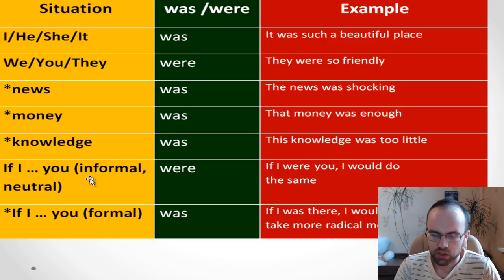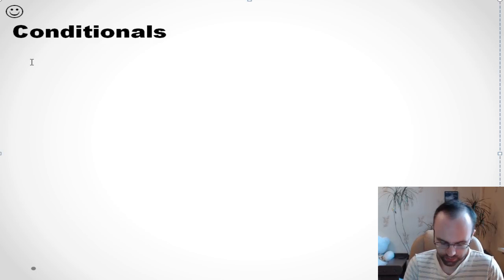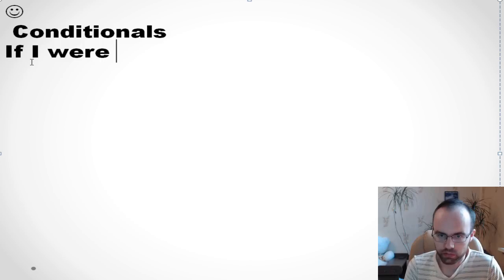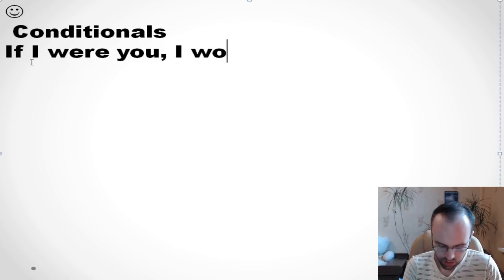For example, it depends on whether the style is formal, neutral, or informal. If the style is informal or neutral, we say were, and it doesn't matter whether it's I, he, she, it. For example, if I were you, I would do the same. Look, if I were you, or if I were you, I would do the same.